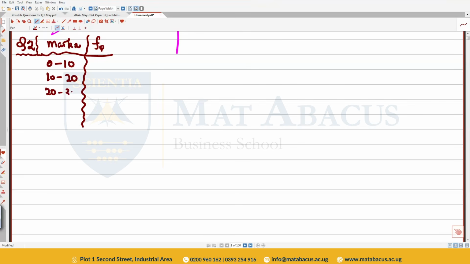This is 20 to 30. The next one is 30 to 40. And the next one is 40 to 50. So it is usually very nice to arrange your marks in a vertical form. It's through this that you can easily solve the number.